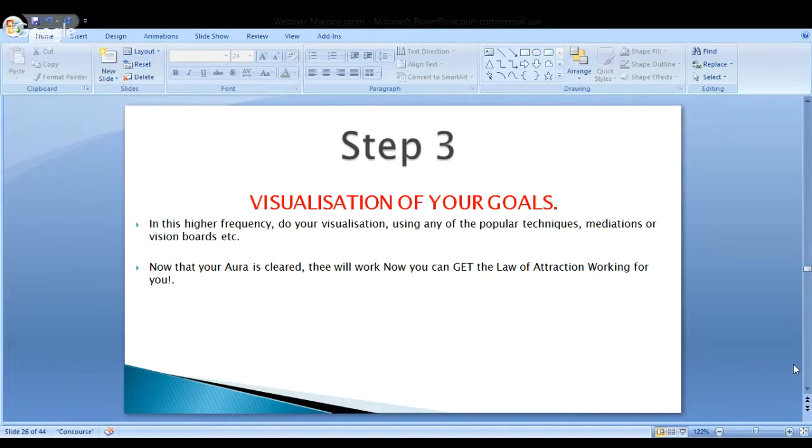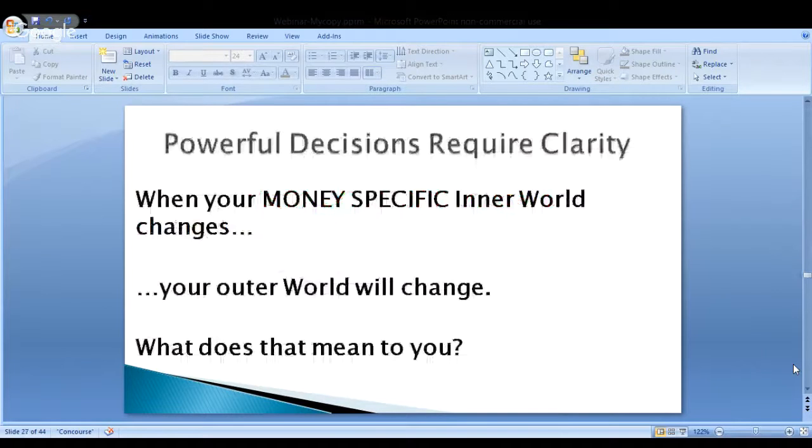So once you've identified your attachments, and secondly, you've cleared them with the help of a practitioner, then you can sit down and do a visualization. When your own frequency is heightened and you reach your higher self, you can manifest anything, and pretty quickly. Make sense?